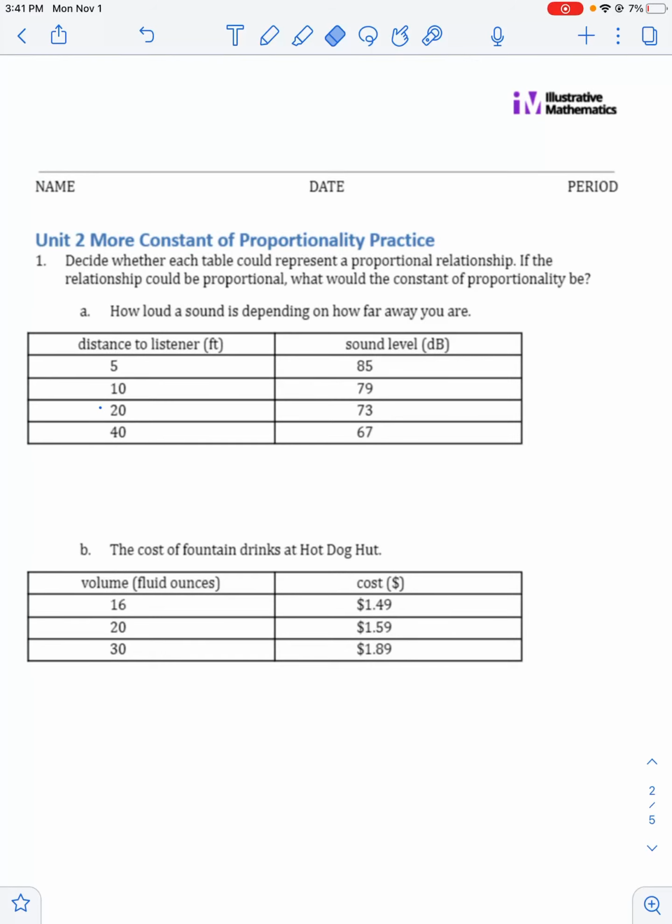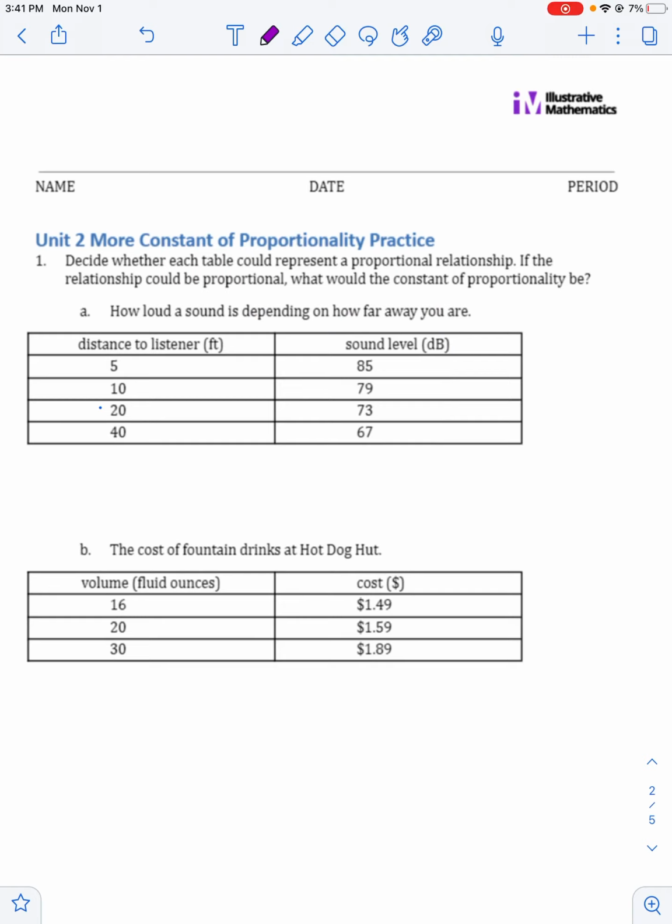Decide whether each table could represent a proportional relationship. If the relationship could be proportional, what would be the constant of proportionality? So remember that if we have a proportional relationship, we know that we can multiply one side of the table times the same thing to tell us the values in the other side of the table, and that can work in either direction. We could multiply distance to listener times something to get sound, or we could multiply sound level times something to get distance to listener.